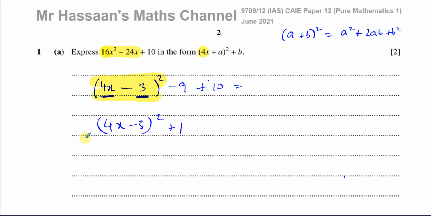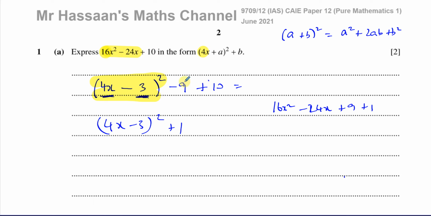And we can check that we're right. If we square this bracket, we'll have 16x squared, minus 12x doubled is minus 24x, minus 3 squared is plus 9. And you've got 1 outside, plus 1, which gives you plus 10. It's going to give you exactly this. So we've written it in this form.